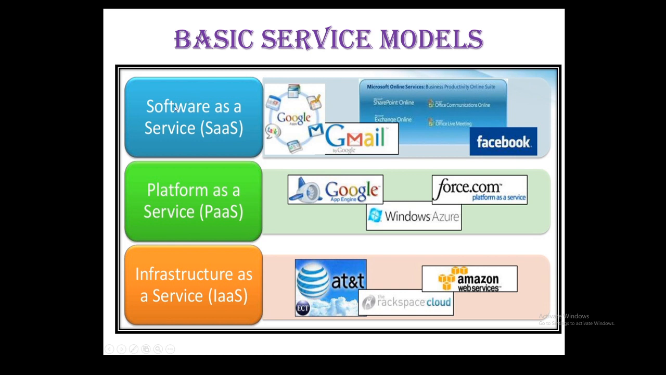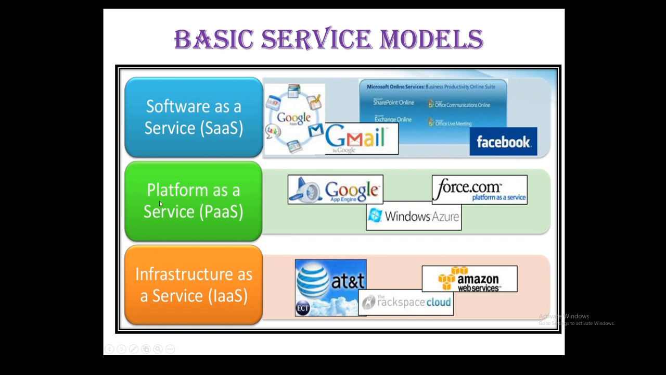Okay, so different types of services are available in this cloud. There are three different types of services. The first one is SaaS, which is software as a service. Next one is platform as a service. And the third one is infrastructure as a service. For example, for software as a service, we are using Gmail, and also we are using Facebook, which is provided as software. You can make use of it freely, right?